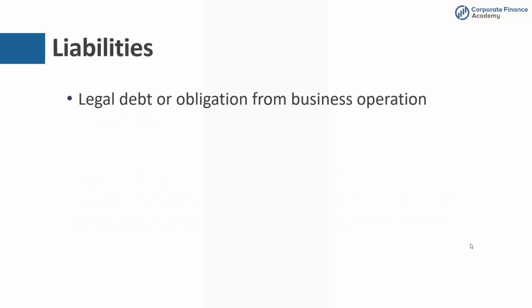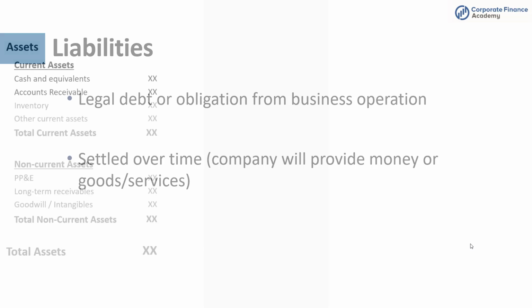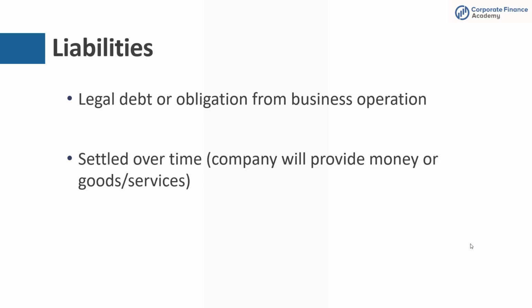Liabilities: legal debt or obligation from business operation. It's settled over time. The company will provide money or goods or services to settle that. Just like if they were to borrow from a bank, they would have to provide money back to that bank. Or perhaps it's a good or service that they have to provide.